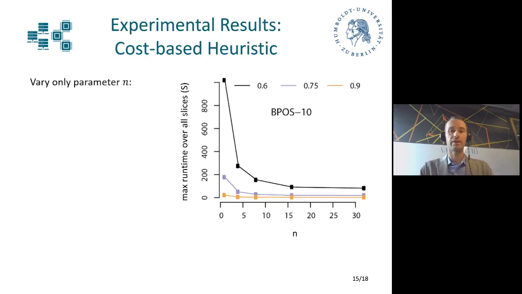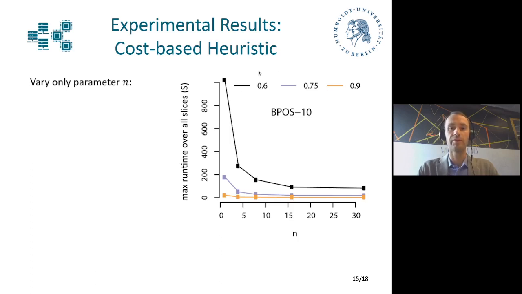So this is one experimental result. Let's start with the cost-based heuristic. We only vary the parameter n for this. So this is a graph for one example data set. On the y-axis, there is the runtime, the maximum runtime over all slices. So this is the runtime that dominates the overall runtime. And on the x-axis, we see the parameter n. The different colors of the lines mark different similarity thresholds.